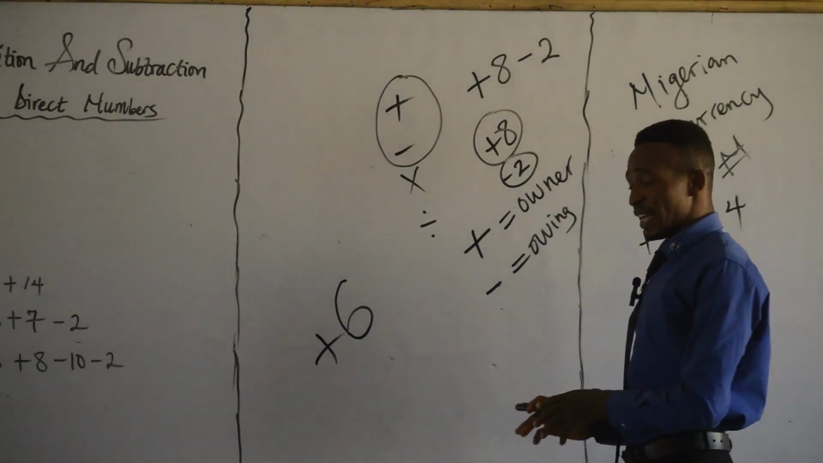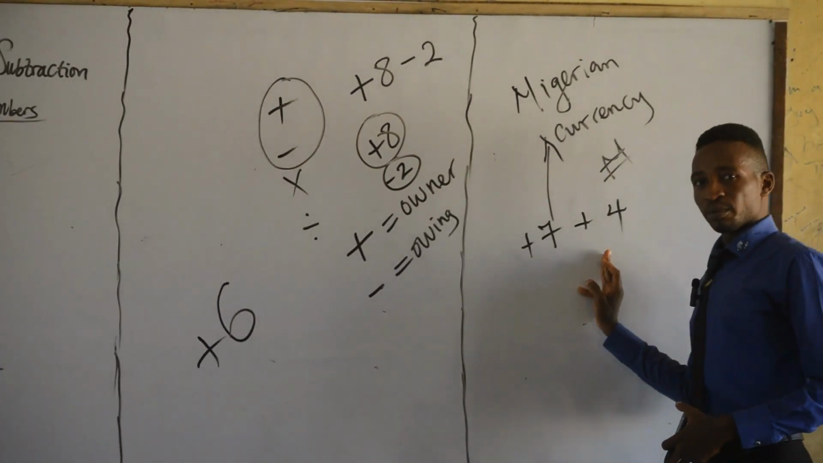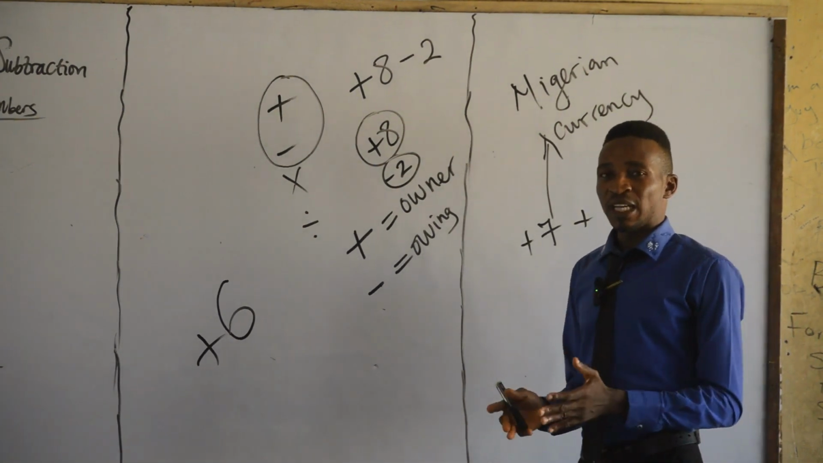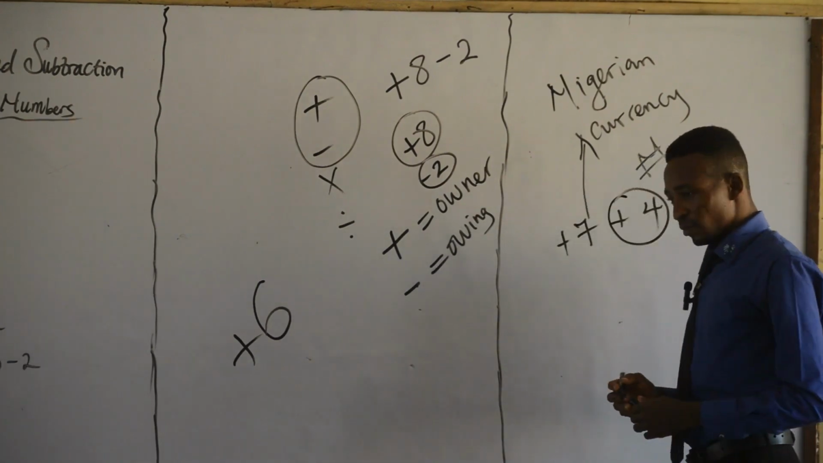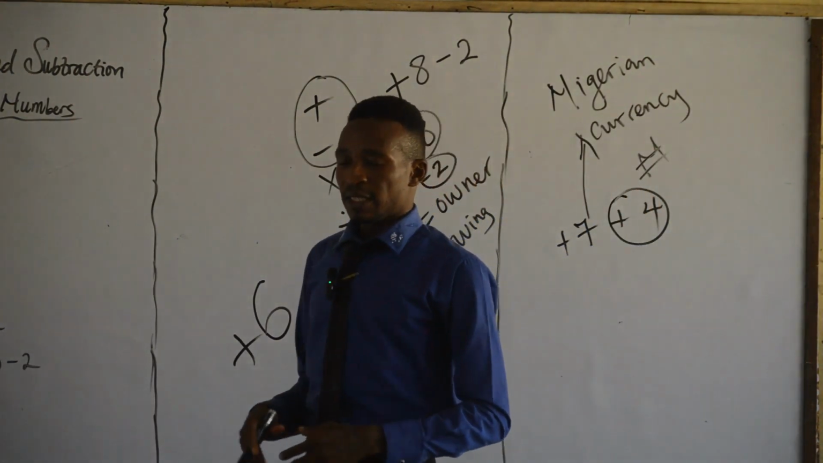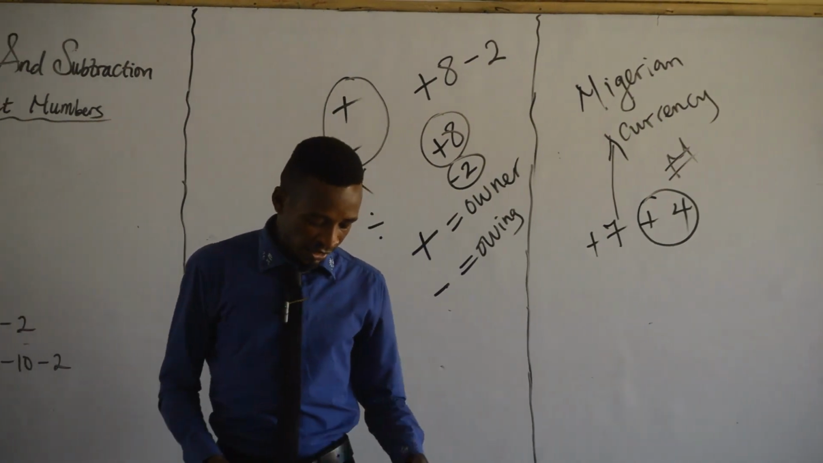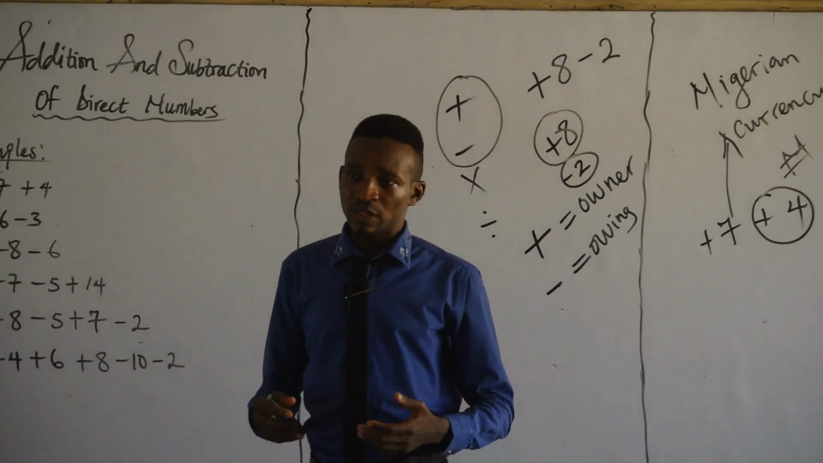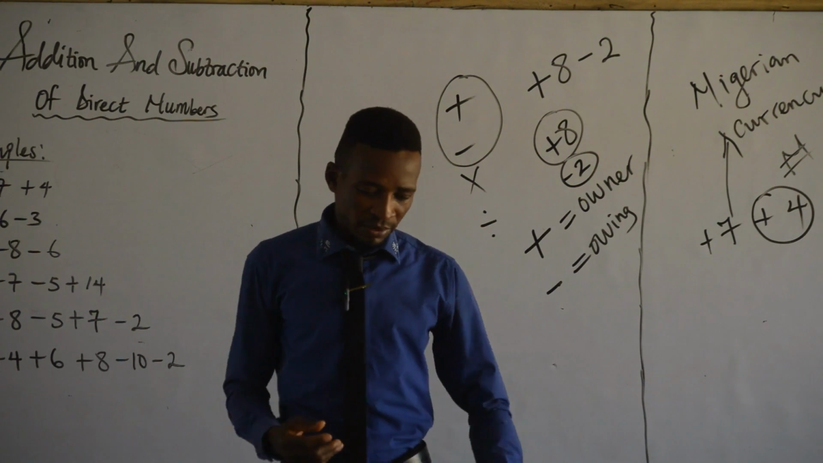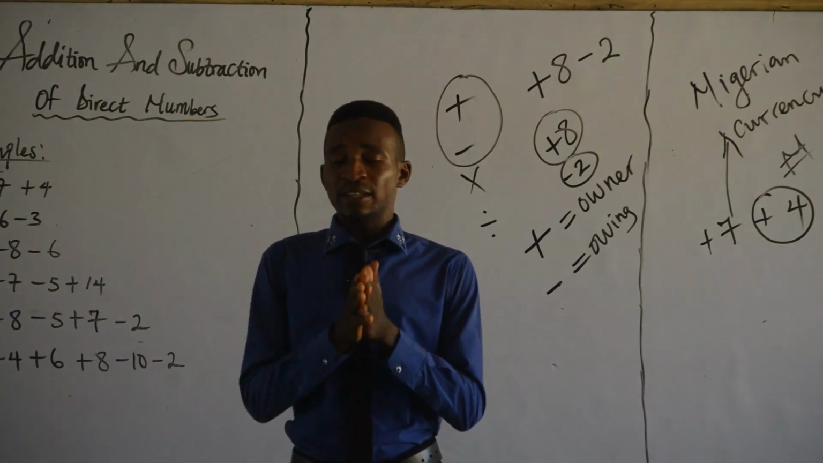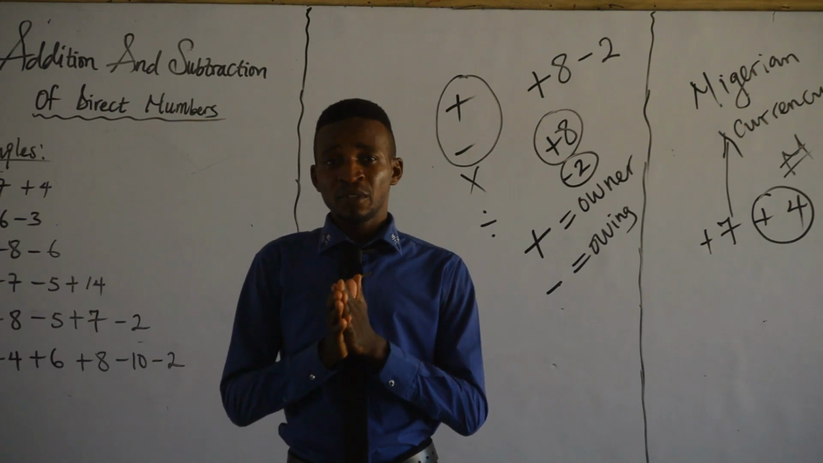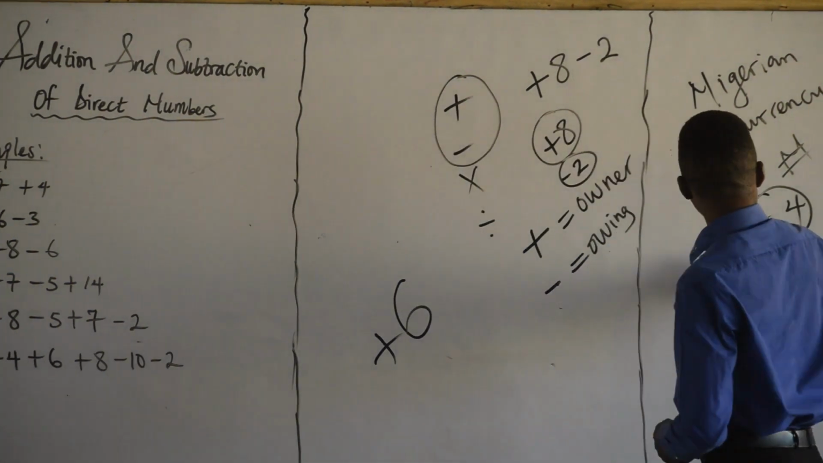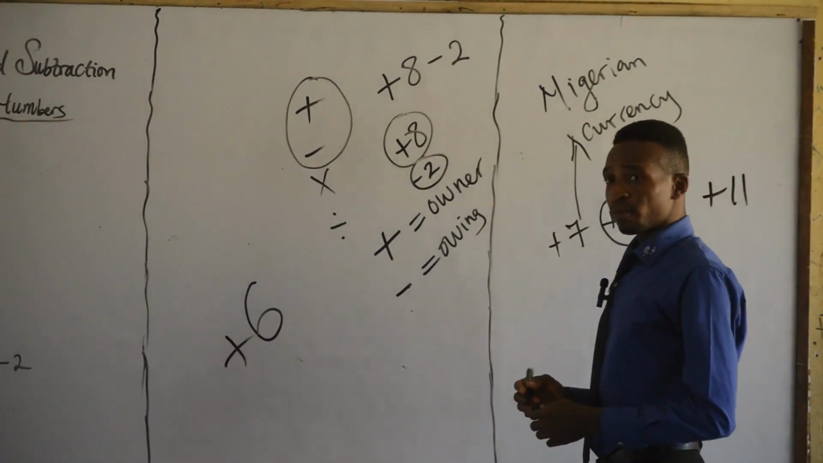Let's now come back to the example I cited here, which is plus 7 plus 4. When you have plus 7, that means you are having 7 Naira with you. You are the owner of 7 Naira. Then plus 4. You are having 4 Naira in your pocket. Now let me use my 2 pockets here as an example. In the first pocket, I'm having 7 Naira. In the second pocket, I'm having 4 Naira. Now if I decide to count how much I am having altogether, I bring out the 7 Naira, bring out the 4 Naira, and put everything together. That means I'm having 11 Naira. Since I'm having the 11 Naira, it's my own. So the answer to this question, plus 7 plus 4, is going to be plus 11.